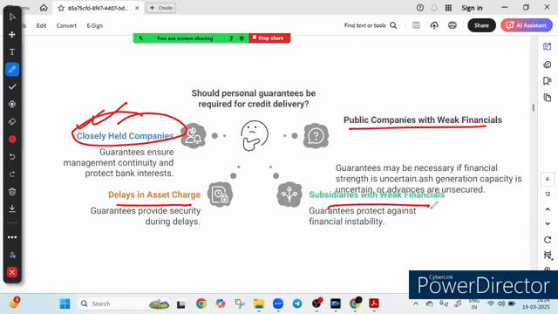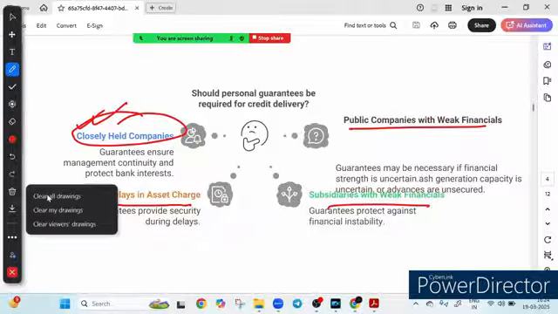For subsidiaries that are financially vulnerable, guarantees safeguard against unexpected default. So while personal guarantees are not always mandatory, they are a vital tool when risk factors arise. So that is the point which I have raised and explained through this particular diagram.